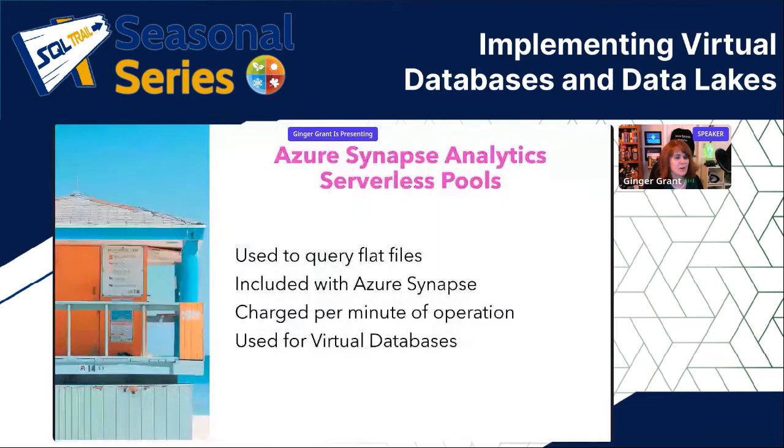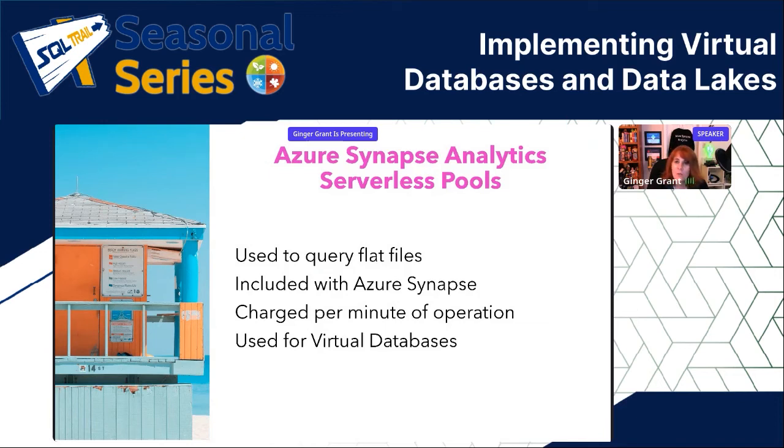All right. So in order to create this virtual database, I'm going to use Azure Synapse Analytics serverless pools. And these are used to query flat files, as we just saw. It's included with Azure Synapse. That doesn't cost you more. You don't have to configure anything. It's assuming that you are going to be using the Azure Data Lake Gen 2 account that you created. But if you don't, that's fine. You can add other ones if you want to connect to those as well.